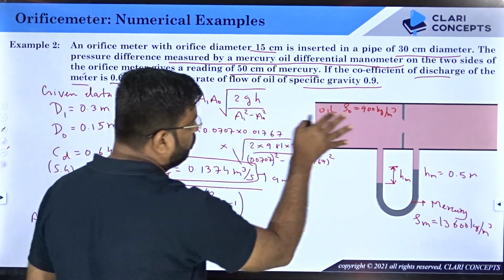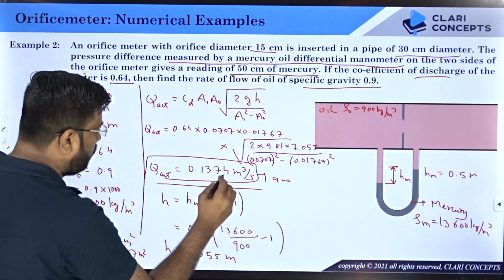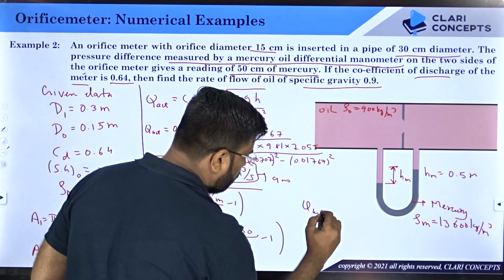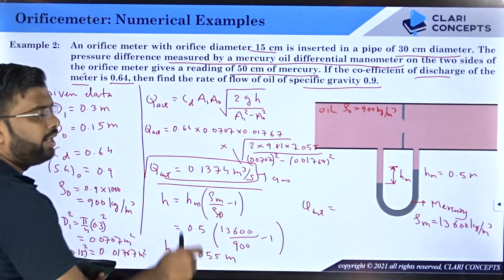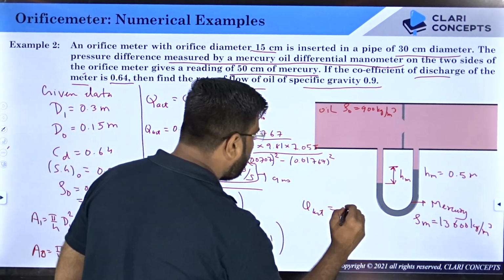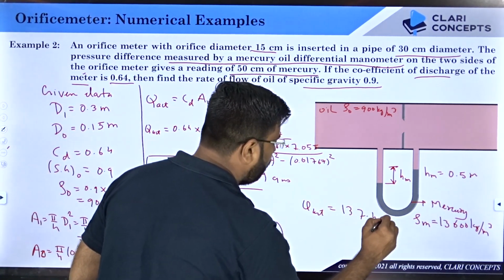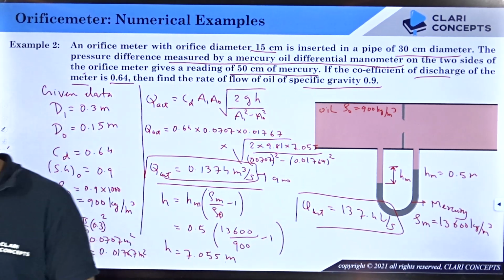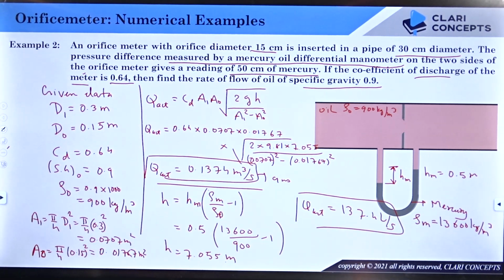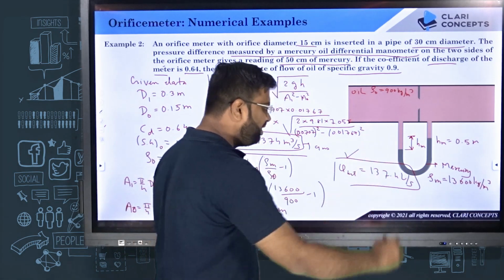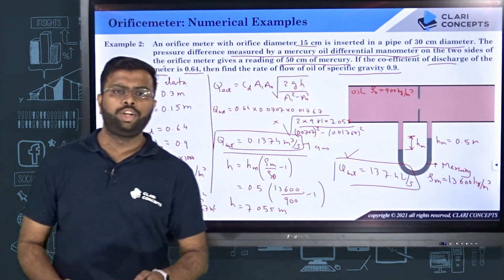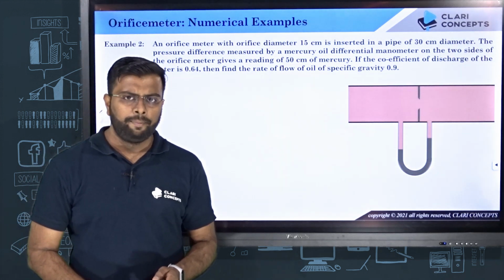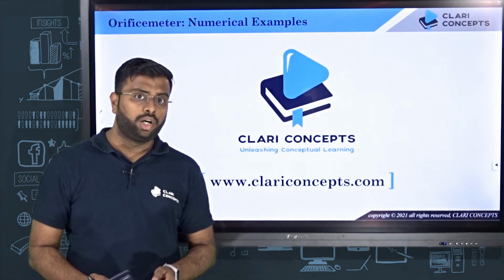So oil flow through this pipe is 0.137, which means Q actual is, if you multiply by 1000 to get liters per second, this will be 137.4 liters per second. Let me just verify the answer. I will get back to you. 137.4. Perfect. The answer is absolutely right. So I hope you understood how to solve the numericals based on the orifice meter and how to calculate the discharge using the orifice meter.